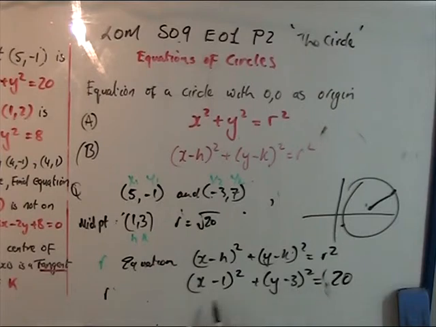Now you could multiply this out and you'd have a long formula, and you may have a question later on with a long formula in it, and that is exactly how it is expressed, but you leave it at this. So that's the equation of that circle. That's everything, I think. So let's have a look at the questions.